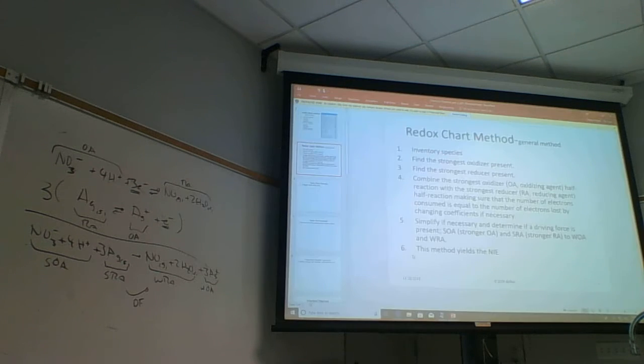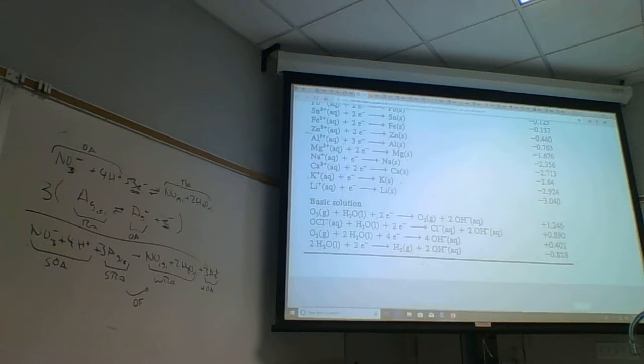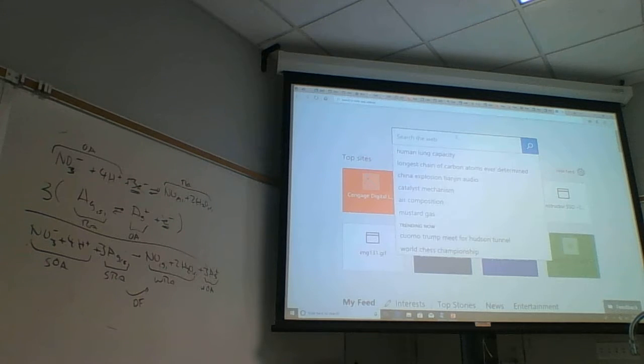If you had a stronger oxidizing agent that goes to a weaker oxidizing agent, but then a weaker reducing agent that goes to a stronger reducing agent, would there be driving force? It never happened. That means you made a mistake.